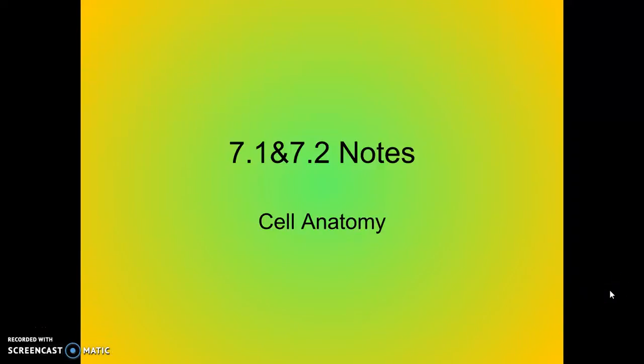Today we are going to start Chapter 7. We will cover half of Chapter 7 before Term 1. That'll be all cell anatomy, or the different parts of the cell, and then we will cover the other half of Chapter 7 at the beginning of Term 2. So we're going to start with cell introduction today.